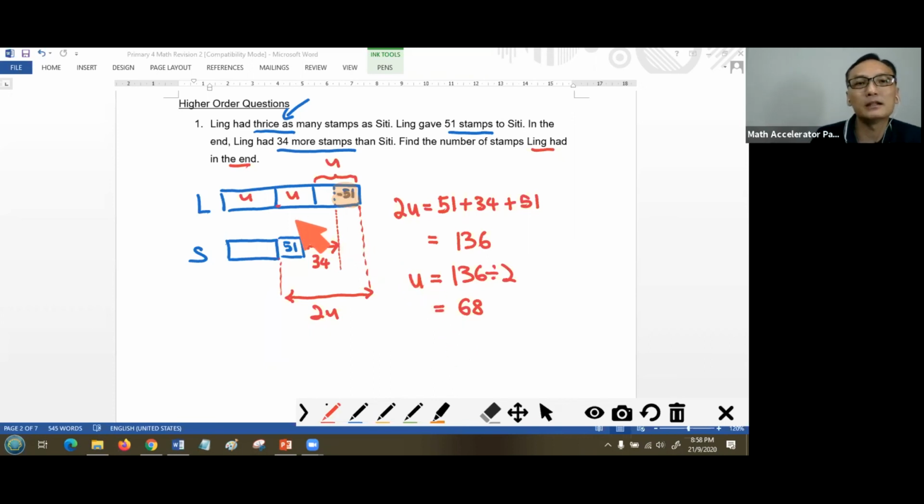So the number of stamps that Ling has is equal to, she used to have 3 units. Then she gave 51 to Siti. Therefore, to find the number that Ling has, we multiply to get the value of 3 units, and then we subtract 51, right? Okay, great. Lloyd, you got it. So let's find the value of 3 units first. So what's the value of 3 units? So 3 units is 68 times 3. What do we get?